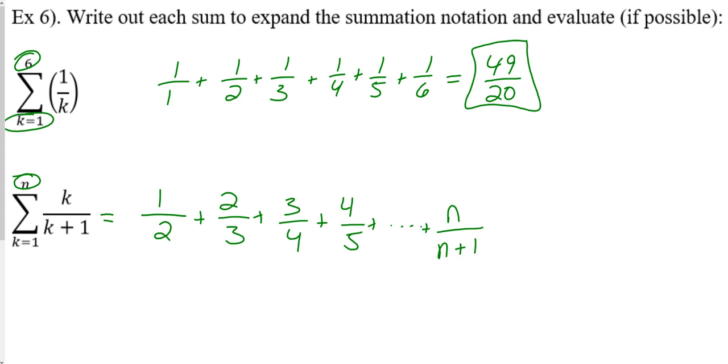So we just put an ellipsis there in the middle to show that the pattern continues, and then at the end we show what the final term would be as n over n plus 1. In other words, I plugged in n for both of the values of k.